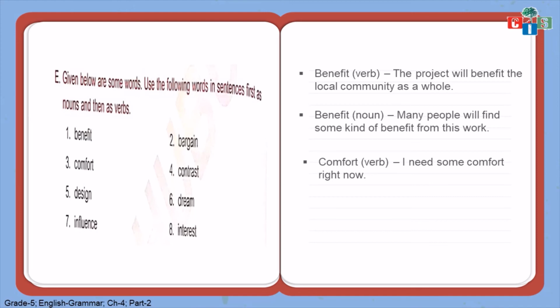Next word is comfort. When we take it as a verb: I need some comfort right now. This can be a sentence. Okay, because here comfort is working as a verb, and in the next sentence comfort is working as a noun, like I don't like going out of my comfort zone. Okay, so here in this phrase comfort zone, comfort is working as a noun. I don't like going out. I don't like, this is a verb, and comfort zone is a noun.